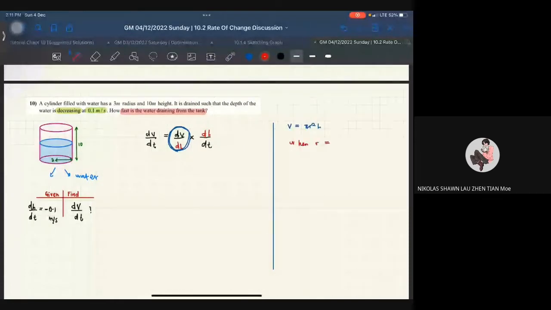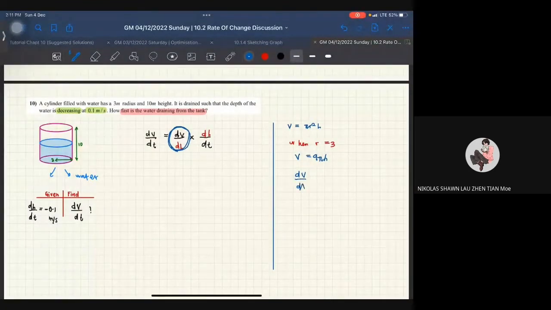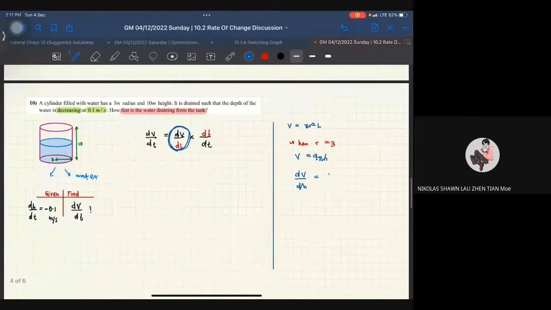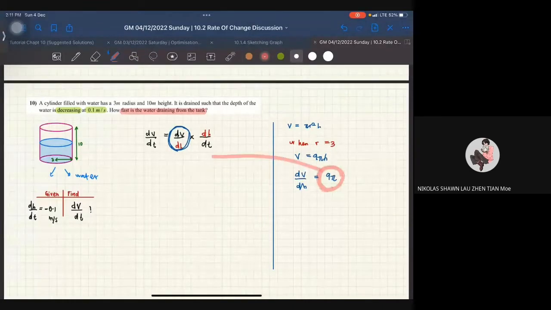R is equals to 3. Okay, so we will get V equals to pi times 3 squared. 3 squared is 9. Okay, so we will get 9 pi H. Settle. So sekarang daripada sini barulah kita boleh differentiate V with respect to H. dV over dH. Okay, and then what I get from here is 9 pi. Settle. Okay, so this value, this expression of 9 pi, kita akan masukkan dia ke dalam yang ini.